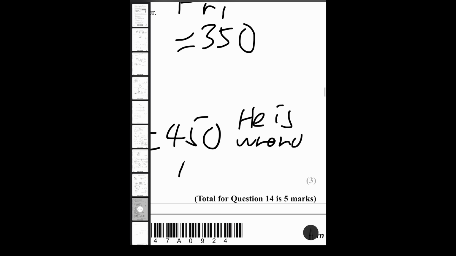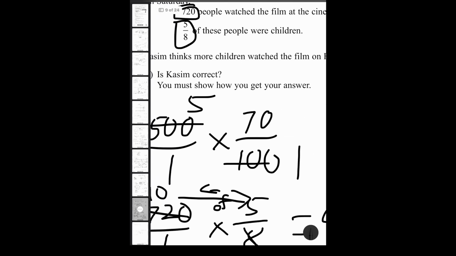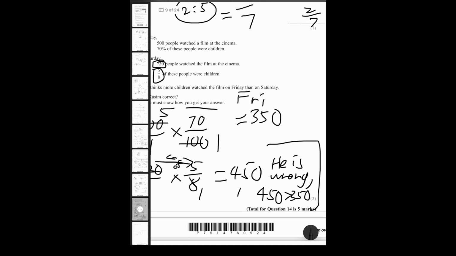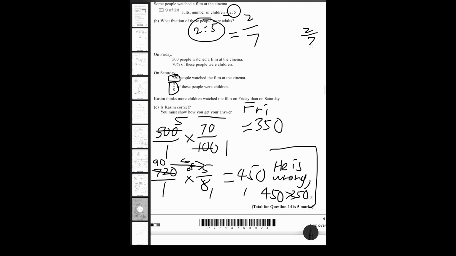Because 450 is greater than 350. So sadly, Kasim is wrong. And also, always remember to explain. We must show how you get your answer. Let's make sure we're safe with showing why he's wrong, right? Because at the end of the day, we're proving he's wrong. Okay, we've got the numbers, but what do these numbers mean, right?